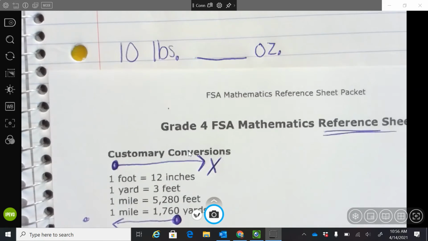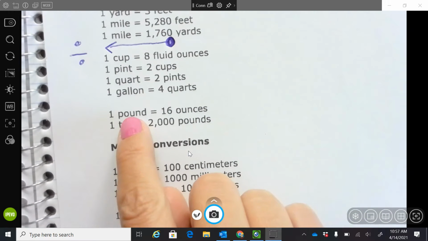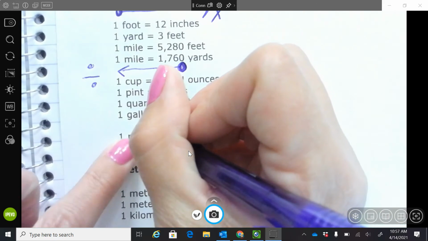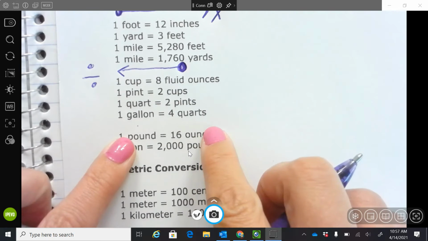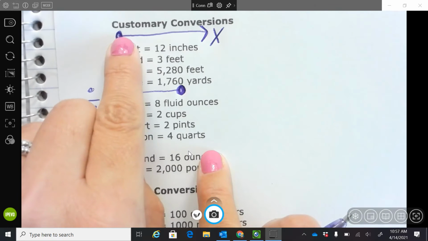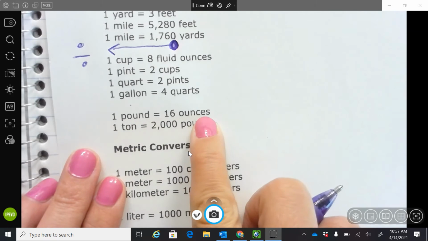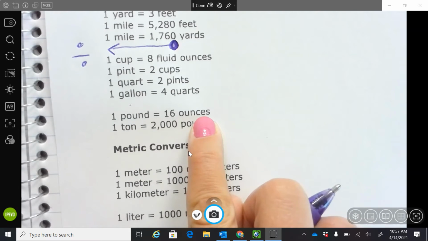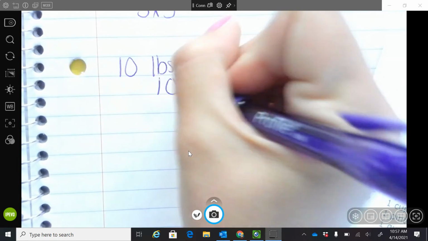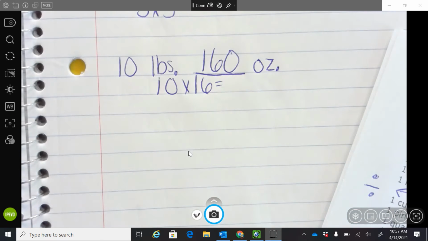Look here. We're going from pounds to ounces. My finger's starting here at pound, right guys? And it's moving to ounces. The little thing we wrote on our paper to help us remember the starting point and the moving point. So we start here at pound and we move to ounces, we multiply. So 1 pound is equal to 16 ounces. So we're going to multiply 10 times 16 and we got 160 ounces.